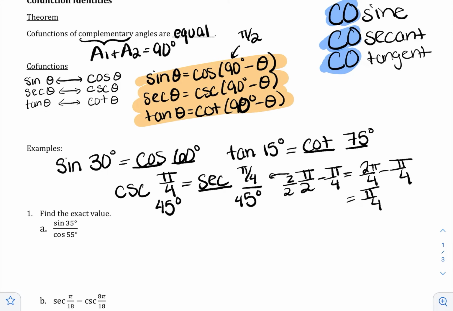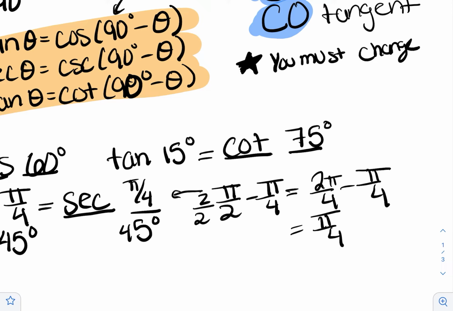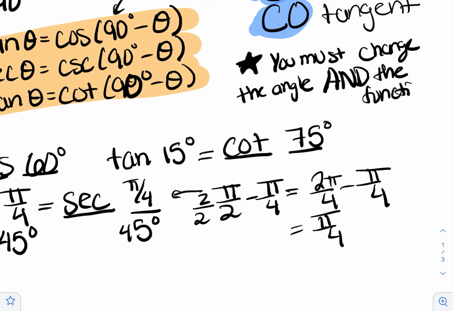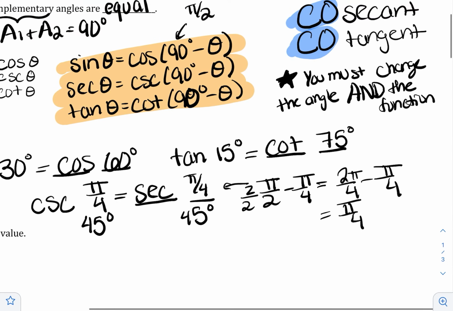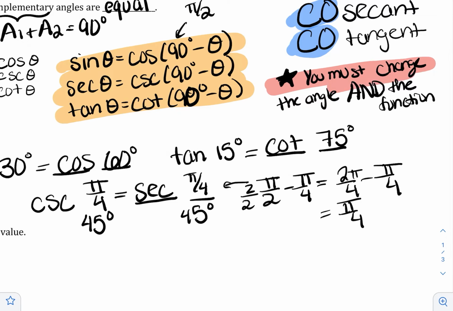And I'm going to make a little note here, really important, and what people forget a lot. You must change the angle and the function. This is key. This is really what you want to try to remember, and really what I see people forget, that you have to change both, okay?